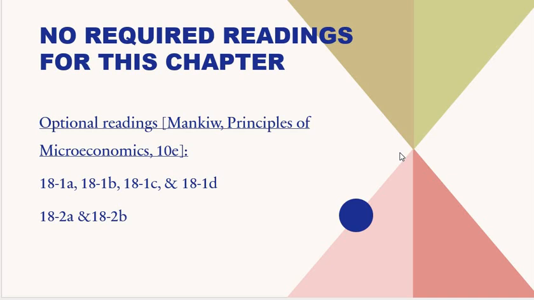And because we'll be only covering a few key terms of this chapter, I decided there will be no required readings for this chapter. I'll provide you with a video link, and I'll go over the key terms in this chapter in this lecture. But if you would like to read about the chapter, I provide a list of optional readings. You could go ahead and read 18.1A, 1B, 1C, and 1D. And we also covered some materials from 18.2A and 18.2B as well. So these are a list of optional readings from your textbook.